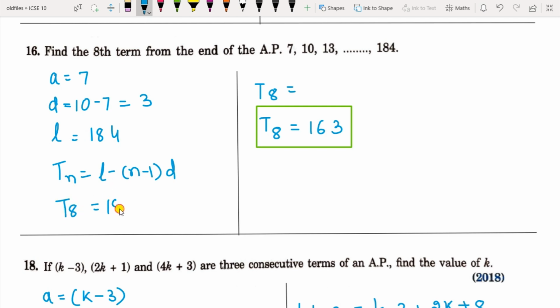Okay, L is given as 184, minus, N is given as, you have to find the 8th term. So N is given as 8 minus 1, and the difference here is 3. So T8 equals 184 minus 7 into 3, and that will give you T8 equal to 163. So therefore the 8th term from the end of the AP is 163.